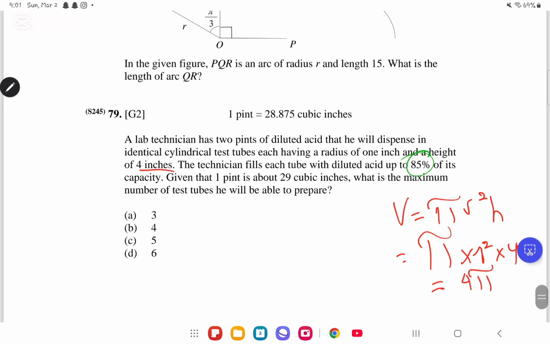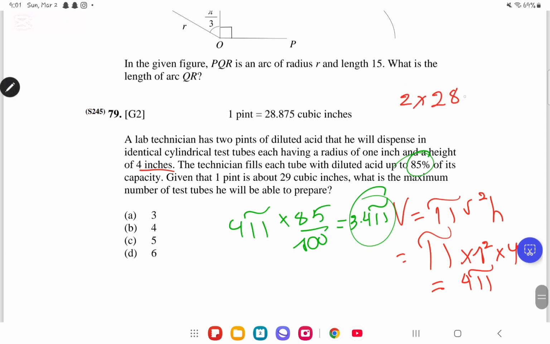And he said that 85% of its capacity can be filled. So 4 pi times 85%, you're going to get 3.4 pi. Now this is how much can actually be filled versus how much pint he has, or pint, I don't know how you say it. So it's going to be 2 times 28.875. So you are going to get 57.75. So now you're going to divide this by 3.4 pi.